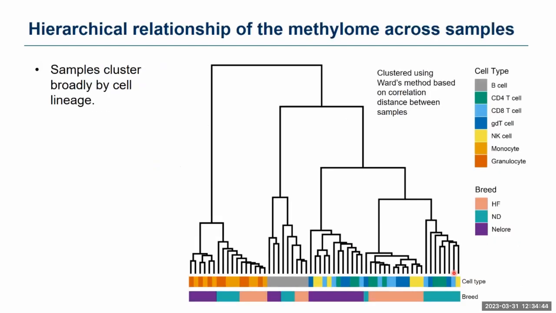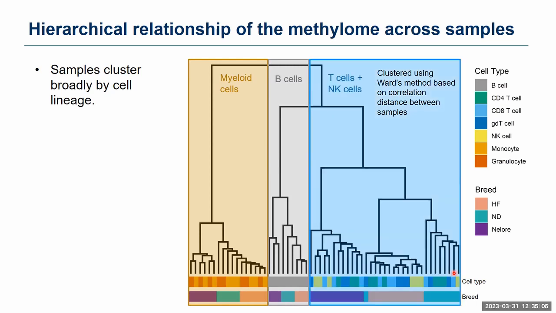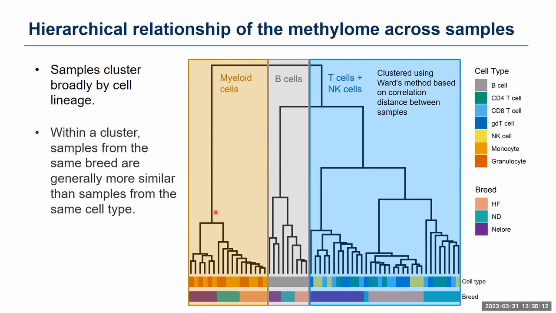To look at this in more detail, we then performed a hierarchical clustering analysis based on the correlation distance between the samples, and found that samples broadly cluster by cell lineage. So you get separation of the myeloid cells from the lymphoid cells. Within the lymphoid cluster, you get separation of B cells from T cells and NK cells. However, within these clusters, samples then cluster more by breed than by cell type, such that samples from the same breed are generally more similar than samples from the same cell type. For example, a granulocyte from a Nelore cow is more similar to a monocyte from a Nelore than it is to a granulocyte from a Holstein Friesian or an Ankole.